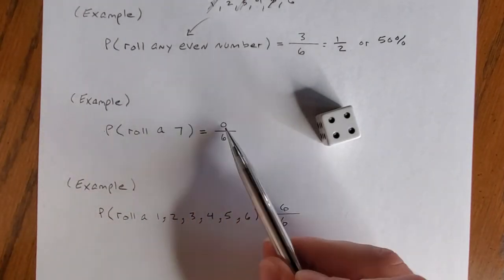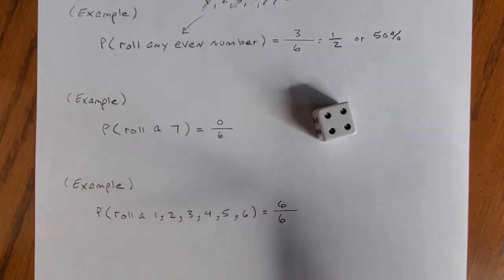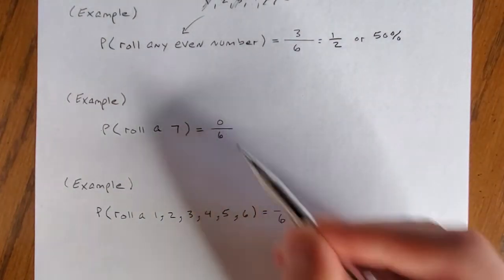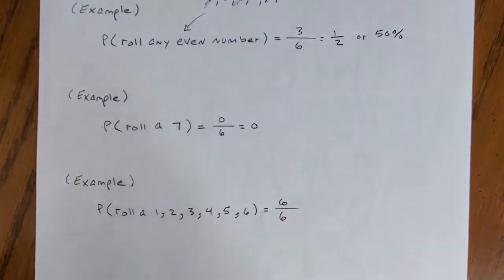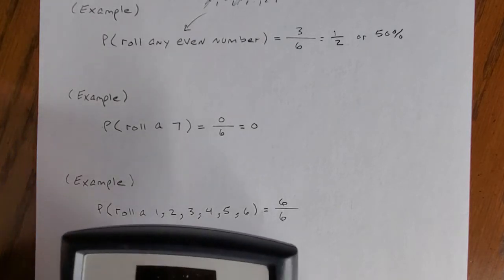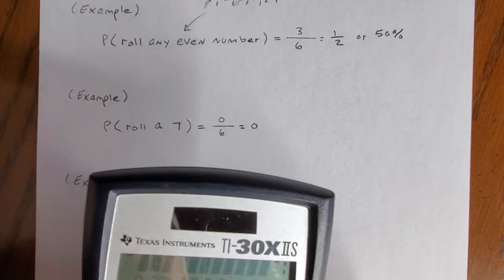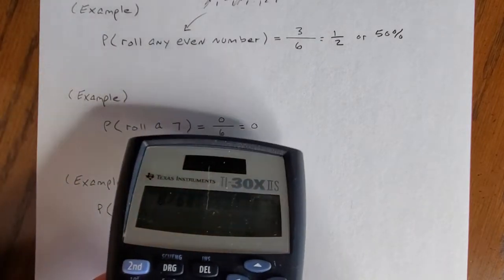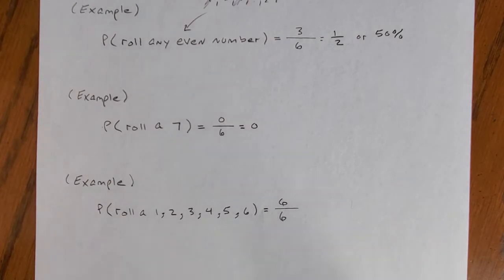How many ways can you roll a 7? 0, you can't. There's no way. There's not a single way you can roll a 7 on a die like this. And then there's 6 total outcomes, and if you take 0 and divide by 6, you get 0. Sometimes people have trouble with zeros when they do math. So, you can do 0 out of 6, and you get 0, right? 0 out of 6 is 0.